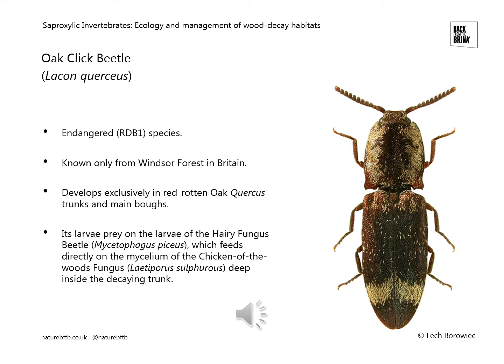and its larvae are actually predatory of the larvae of the hairy fungus beetle, which then goes on to feed on the mycelium of the chicken of the woods fungus. So it's a species that's dependent upon another species that feeds on fungi.